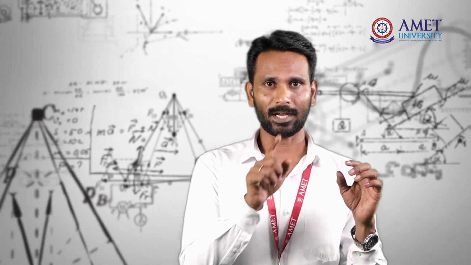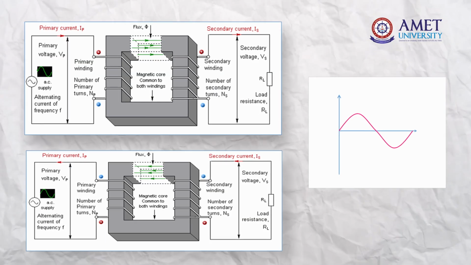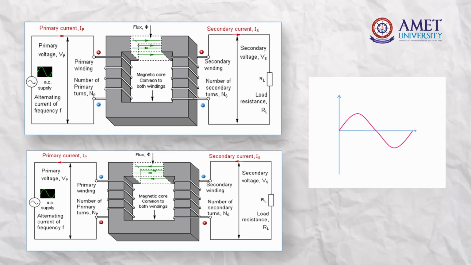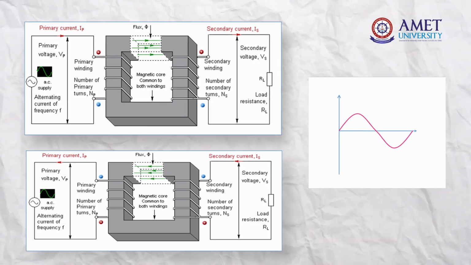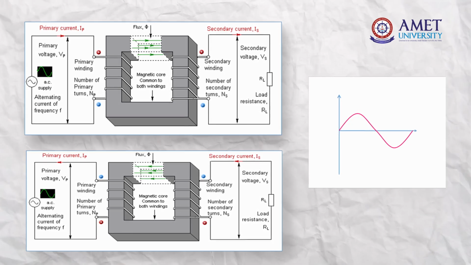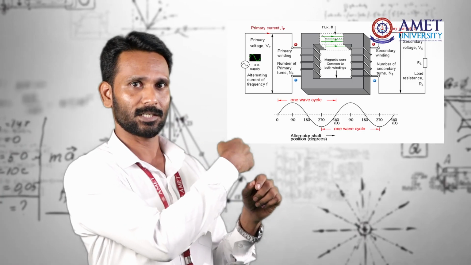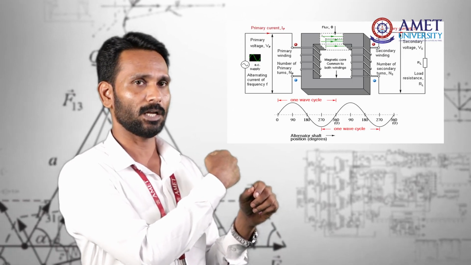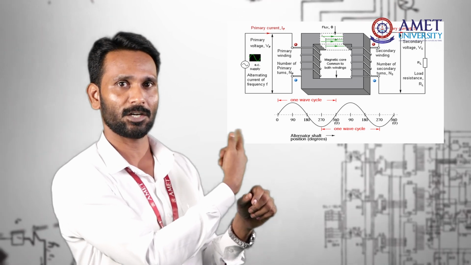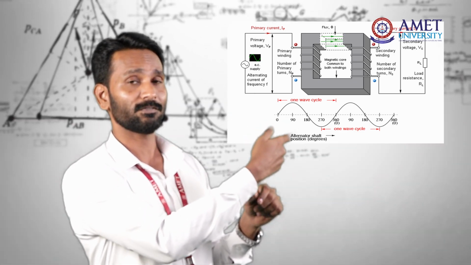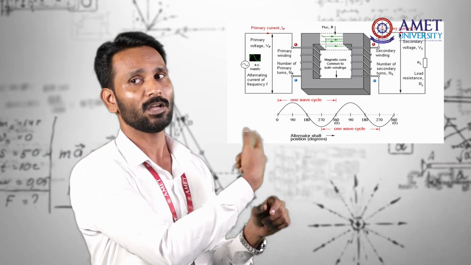Because we are passing alternating current, the flux direction also continuously changes. The secondary coil linked with the flux generates EMF. As the direction of the alternating current in the primary coil changes, the flux direction also changes continuously. Due to that, the EMF direction in the secondary coil also changes.